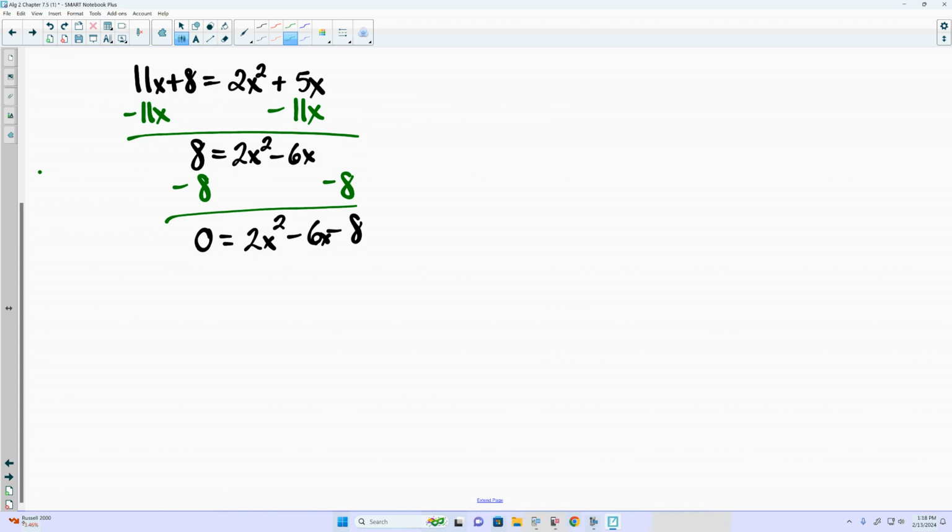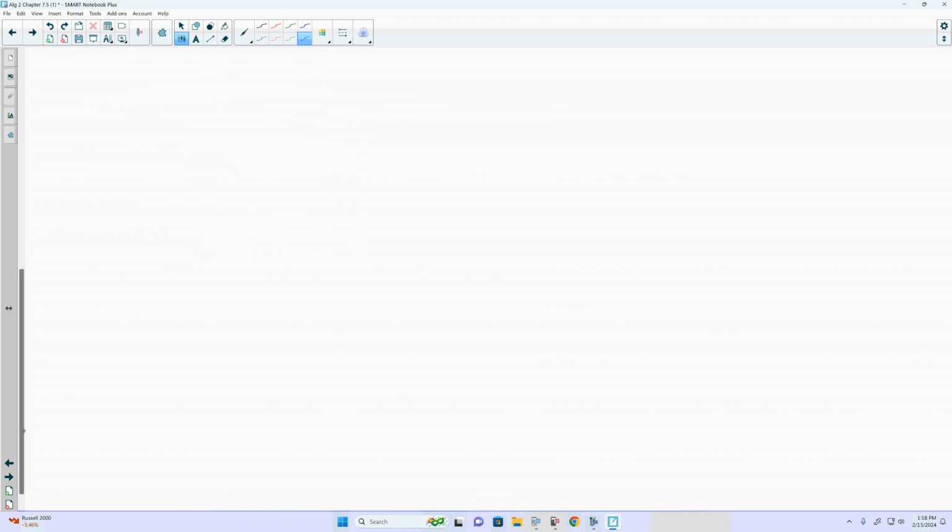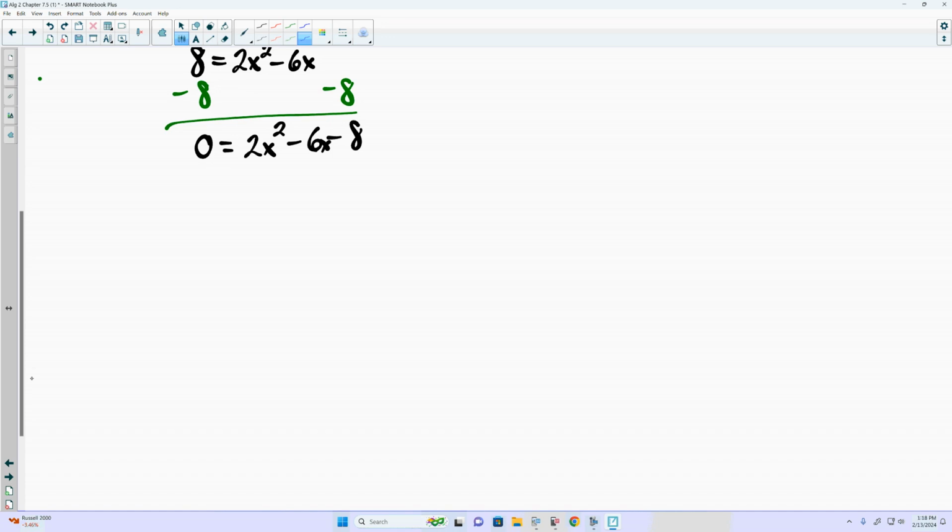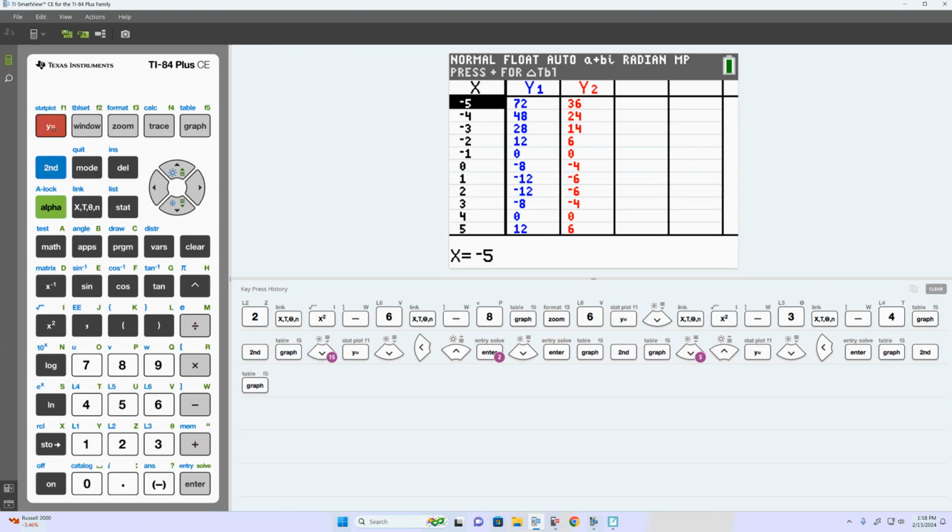Now, if there is a common factor that is a number, not a variable, here we have a common factor of 2, divide it out. We can divide everything by 2, which gets us x squared minus 3x minus 4. Now this doesn't change our solutions.